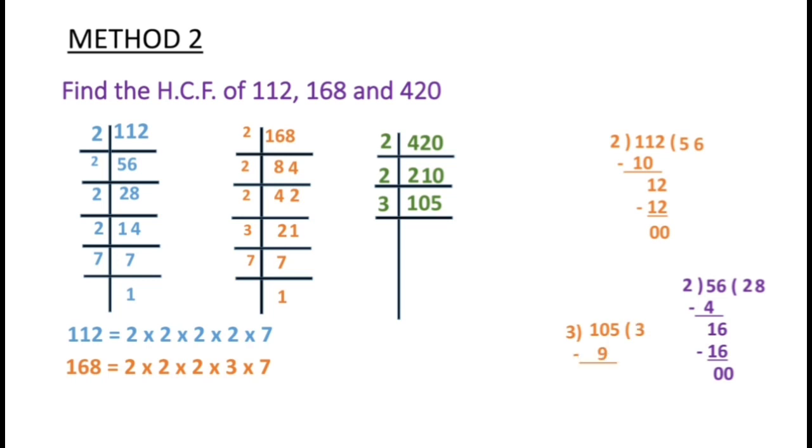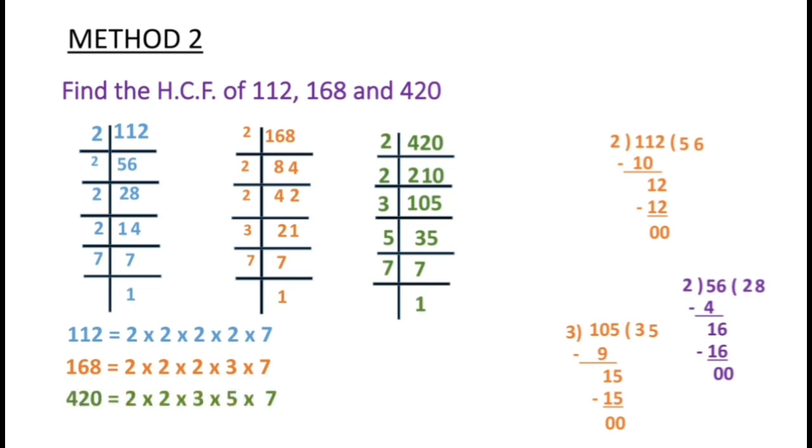3 3s are 9, 3 5s are 15. So what is the quotient here? 35. We get 35 times. 3 35s are 105. Now 35 we don't get even in 3 table. What we will do? 5 7s are 35. 7 1s are 7. The factors of 420 are 2 into 2 into 3 into 5 into 7.